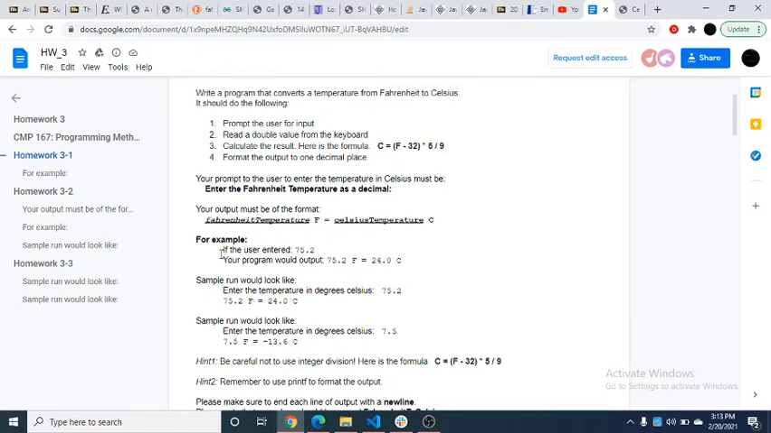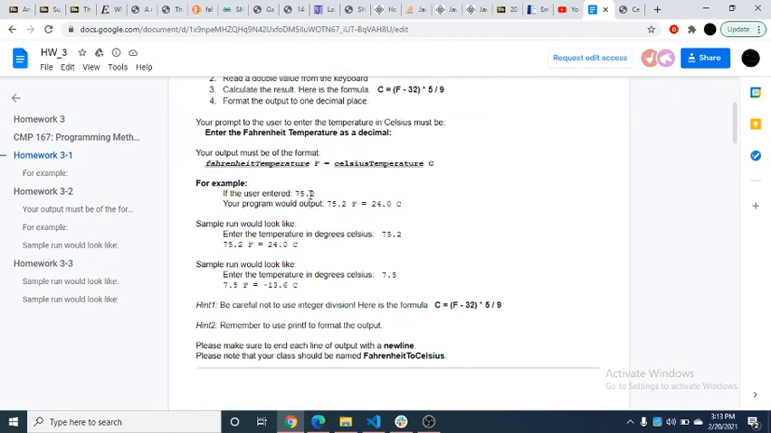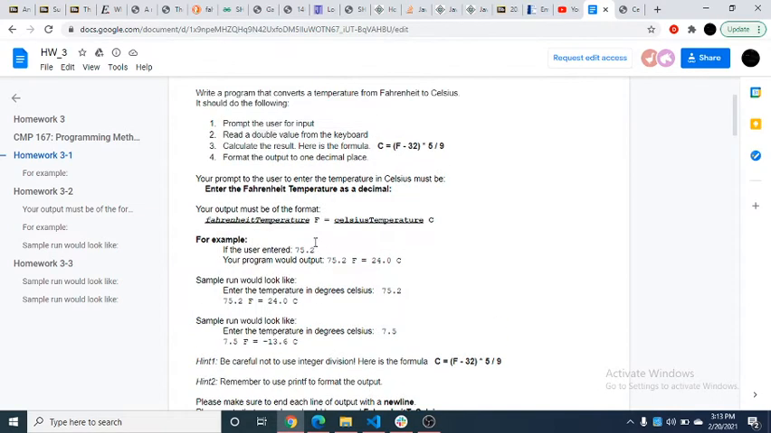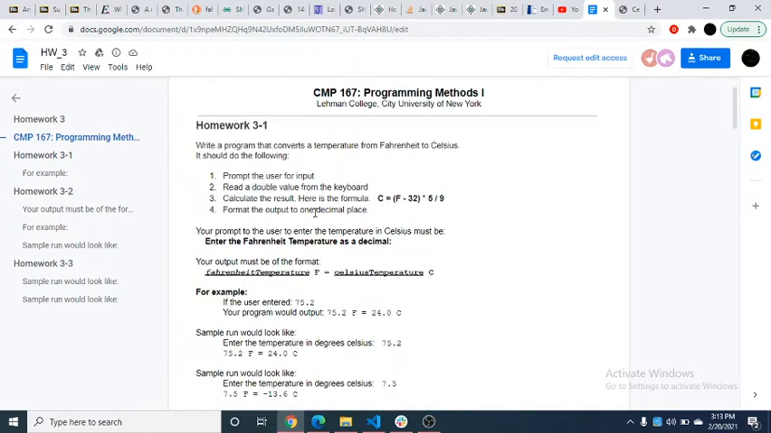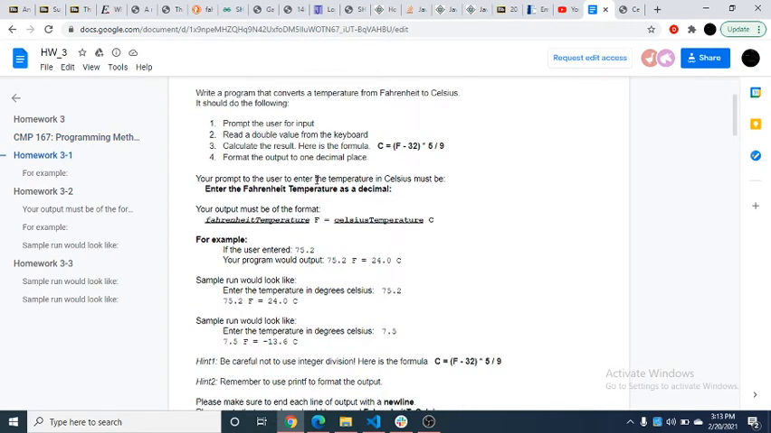And we see some example here. So someone put in 75.2 Fahrenheit. It gives you 24.0 degrees Celsius, right? But we're going to do this the opposite way. We're going to go from Celsius to Fahrenheit, just so I don't really do the homework in the video. But the same steps I follow here, you can follow too to solve this one. You just have to flip it.